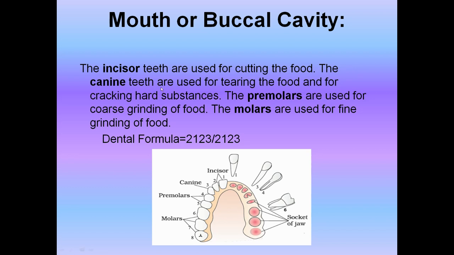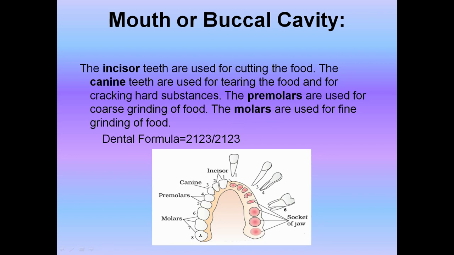Canines are meant for tearing of the food, and premolars are devoted to coarse grinding of the food. Molars are used for the fine grinding of the food. Premolars are meant for coarse grinding, and molars are meant for fine grinding.